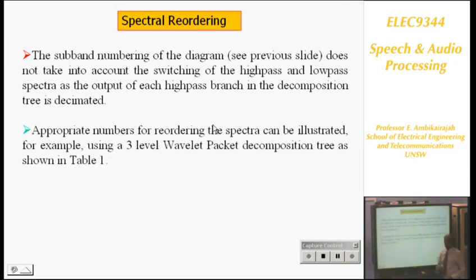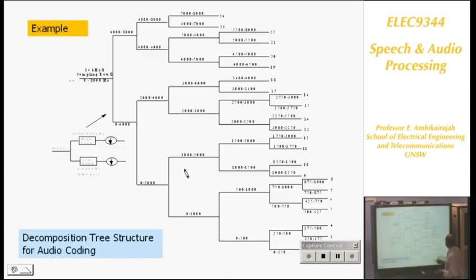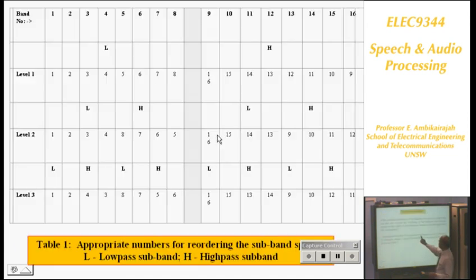When you do this decomposition, because you are subsampling, every time you go down you downsample, and what happens is that the spectrum is flipped around. So you may have to reorder the spectra if you want to analyze the signal at some point. This spectrum might be here, and you don't notice it. So I've given you an example. You may have done this before.